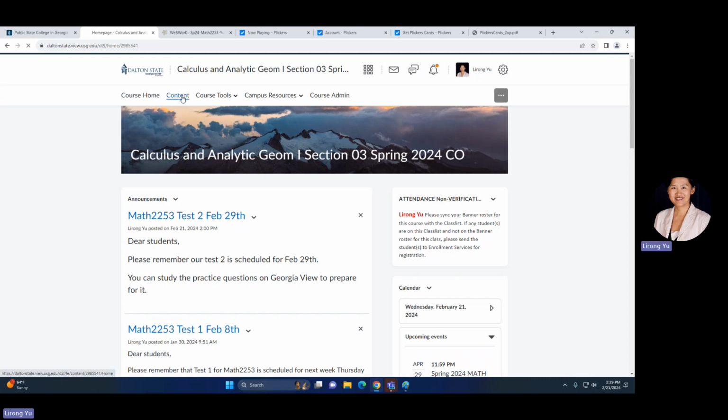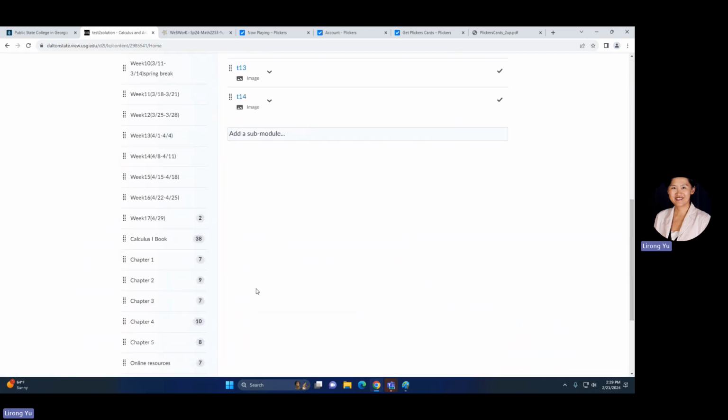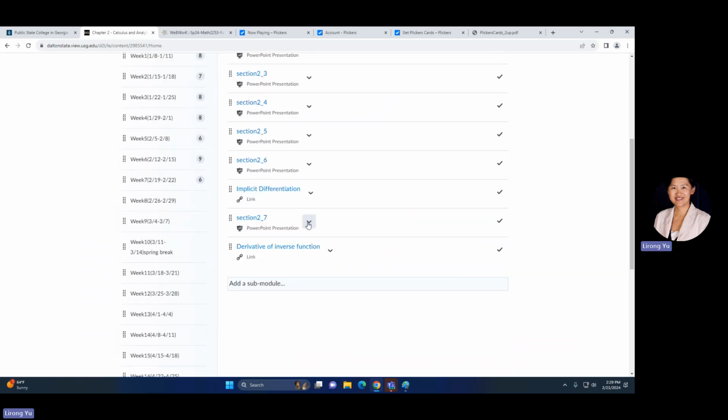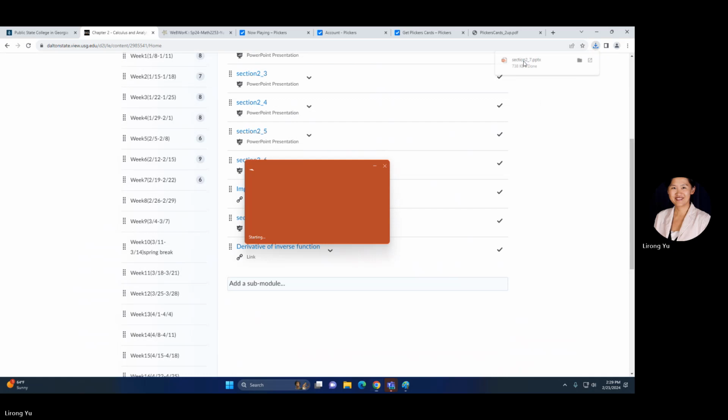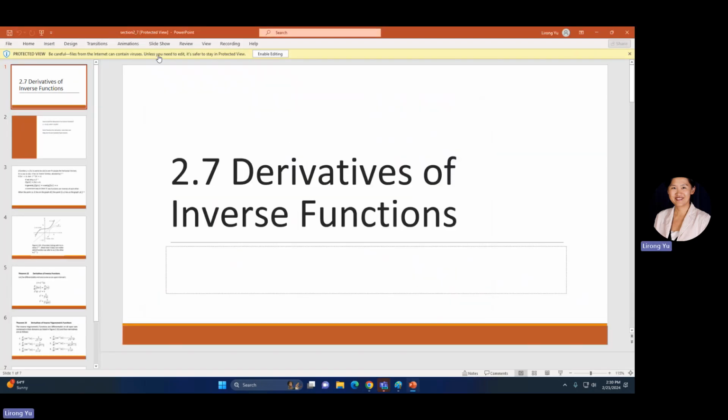So today I want to finish one more thing. That is section 7. The entire chapter 2 has 7 sections, so I should finish one more section. That way we have enough time this week to get all the practice in. Let's go over a little bit about 2.7.